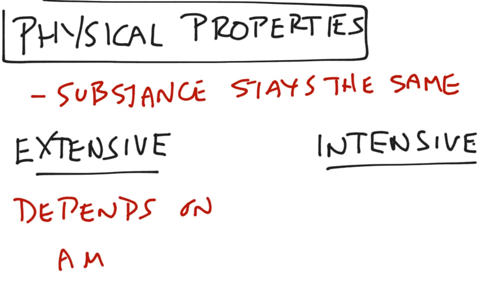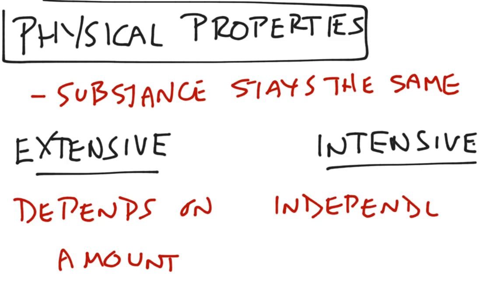A couple examples of this would be something along the lines of mass or length or weight, if you were to use that measure. An intensive physical property does not depend on the amount, so it's independent of amount.